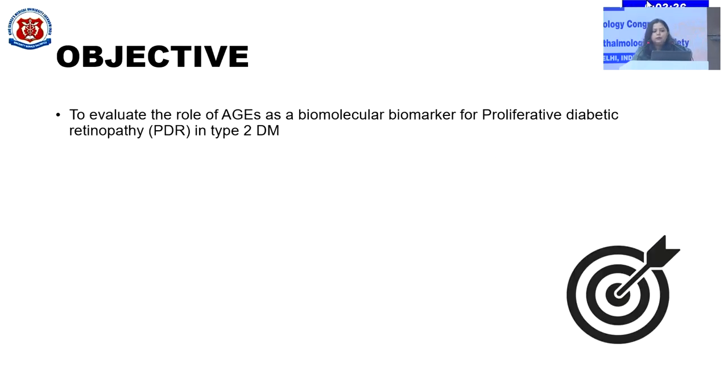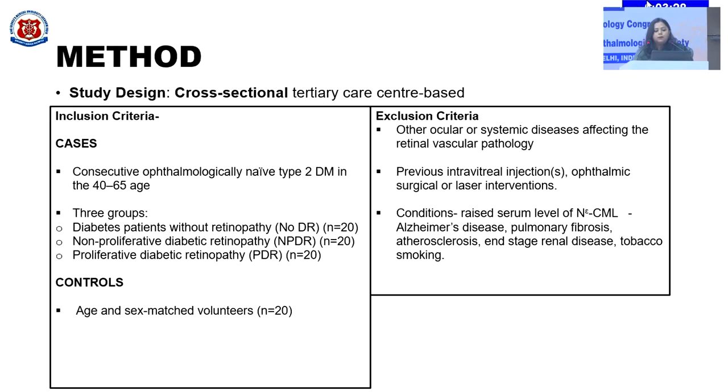As earlier stated, we studied the role of AGEs as a biomolecular biomarker for proliferative diabetic retinopathy. It was a cross-sectional, tertiary care center-based study, and we divided the study into 3 groups: no diabetic retinopathy, non-proliferative diabetic retinopathy (NPDR), and PDR. All of them were 40 to 65, and age- and sex-matched controls were taken. What was the exclusion criteria? Any patient with existing retinal vascular pathology or prior treatment, patients should be treatment naive, or any condition where NCML, the AGE levels, are supposed to be high, were excluded.